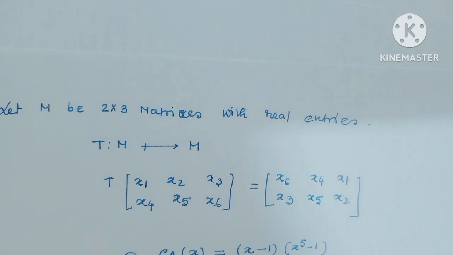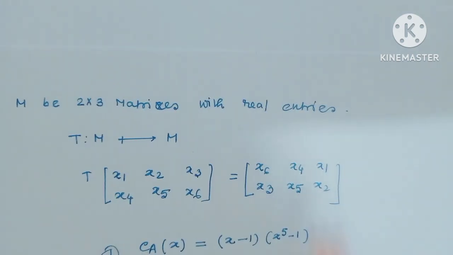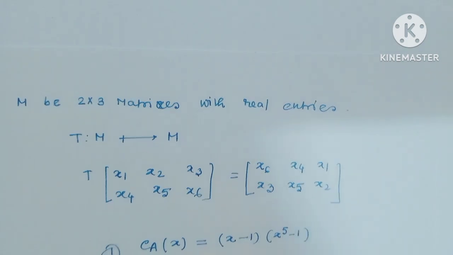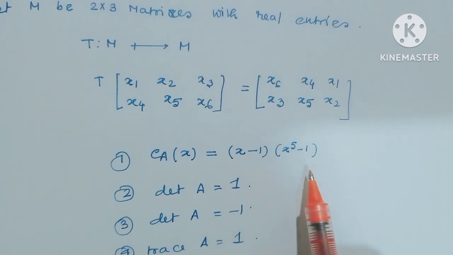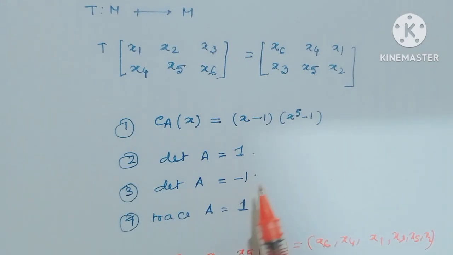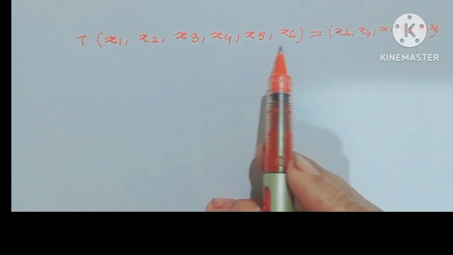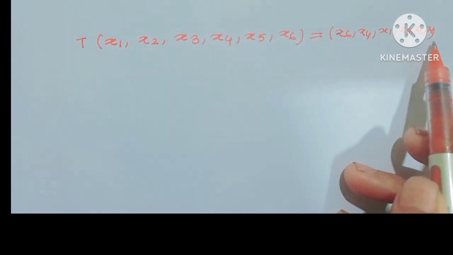Next question. Let M be the space of 2 cross 3 matrices with real entries and T from M to M such that T of x1, x2, x3, x4, x5, x6 equal to x6, x4, x1, x3, x5, x2. Then the characteristic polynomial is x minus 1 times x to the power 5 minus 1; determinant of A equal to 1, determinant of A equal to minus 1, trace of A equal to 1.